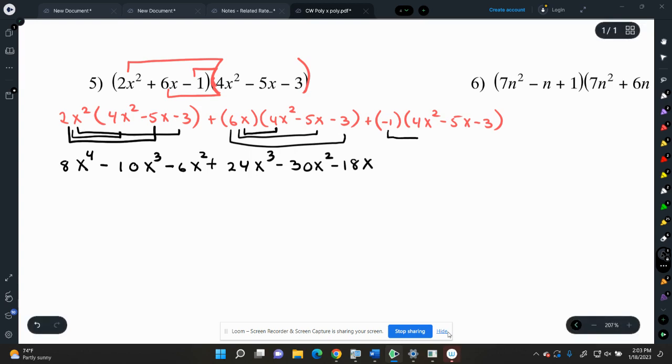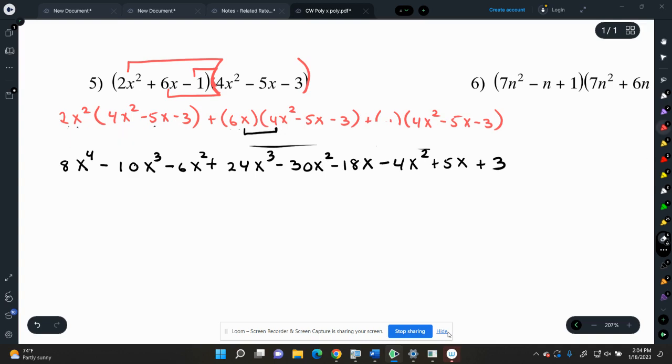So now I've got negative 1 times 4x squared, so that's minus 4x squared. Negative 1 times negative 5x is plus 5x. And then negative 1 times negative 3 is positive 3. Okay, now we've got everything distributed. What do we have to do now? Combine like terms, right? We're going to combine like terms.